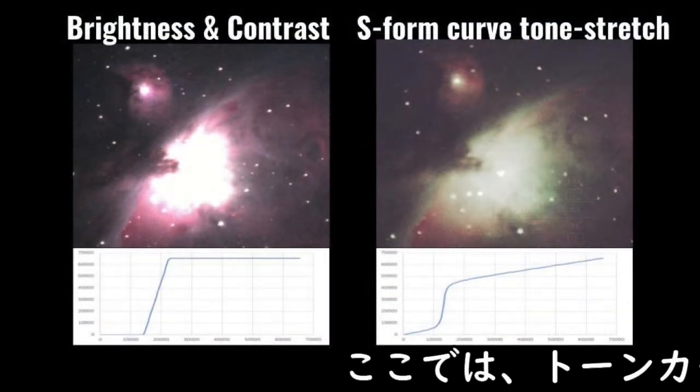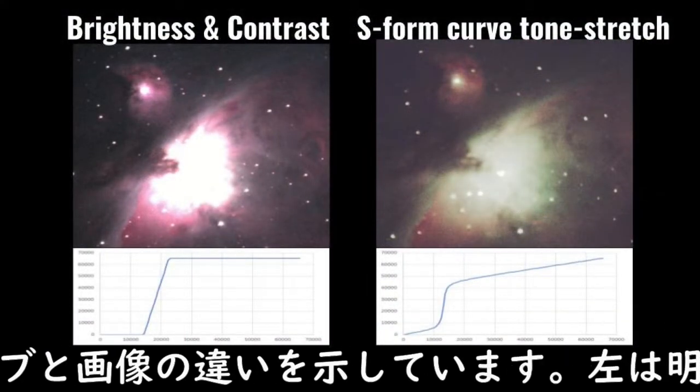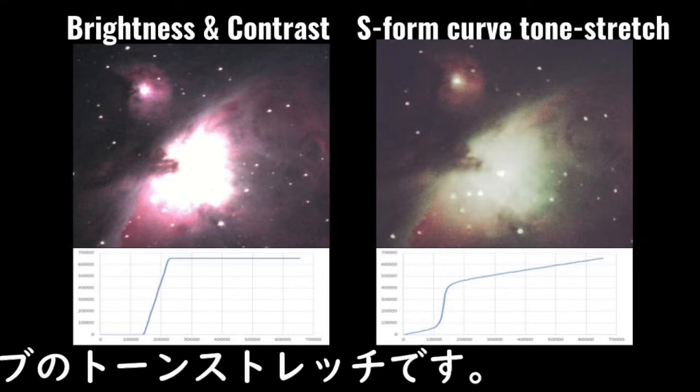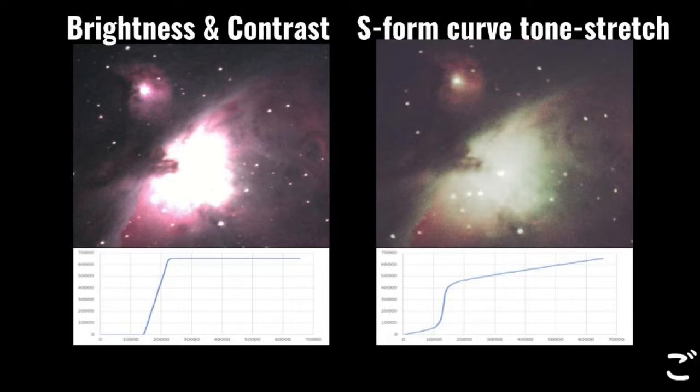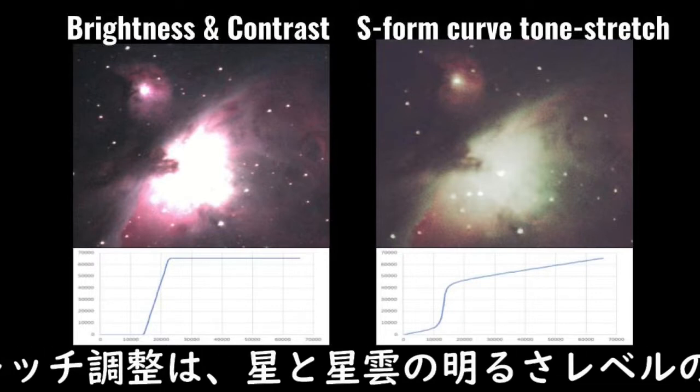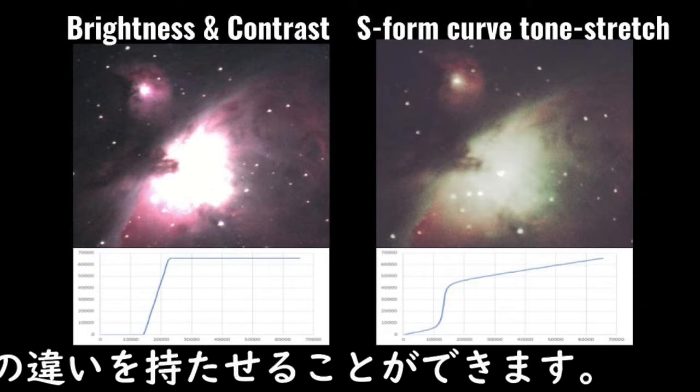This shows the differences in the tone curves in the images. The left is the brightness and contrast adjustment. The right is the S-form curve tone stretch. As you can see, S-form curve tone stretch adjustment holds the light level differences in stars in the cloud.